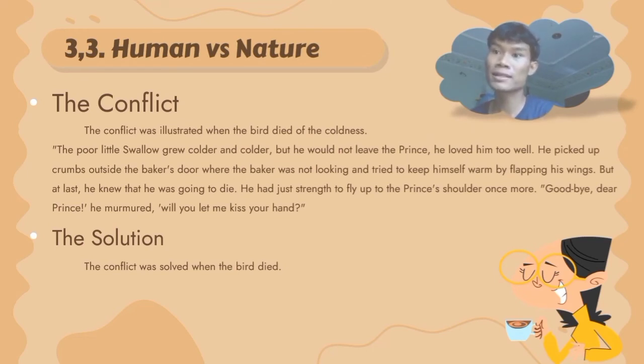The conflict was illustrated when the bird died of the cold. The poor little swallow grew colder and colder, but he would not leave the prince. He loved him too well. He picked up crumbs outside the baker's door when the baker was not looking, and he tried to keep himself warm by flapping his wings. But at last he knew that he was going to die. He had just strength to fly up to the prince's shoulder once more and murmur, "Goodbye, dear prince. Will you let me kiss your hand?" The solution for this conflict came when the bird died.